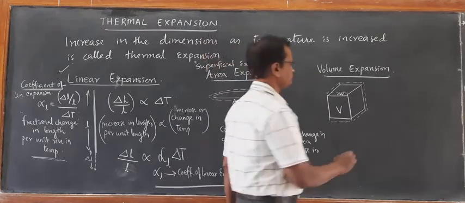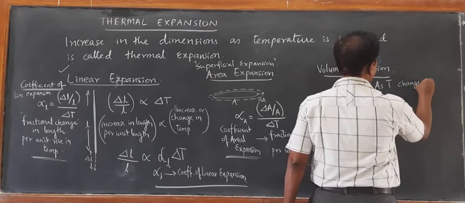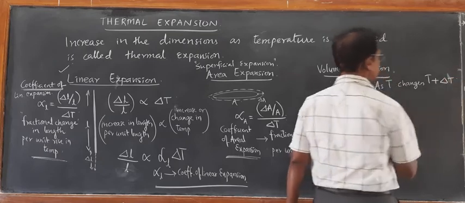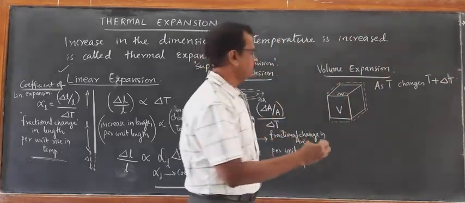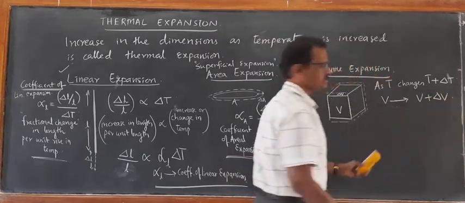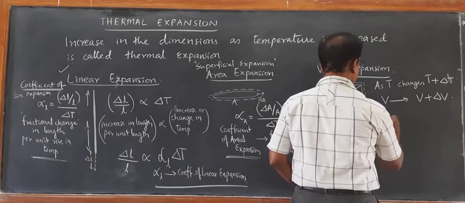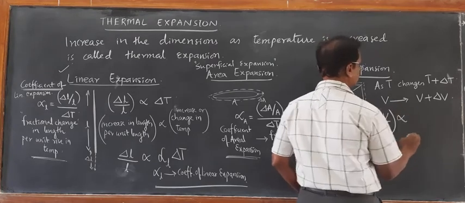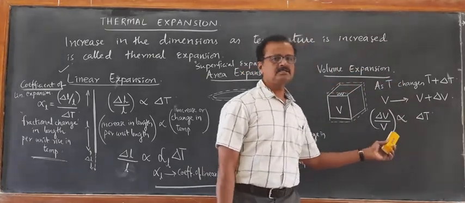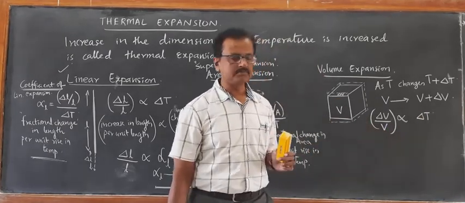V becomes V plus delta V as T changes to T plus delta T. That is, when we increase the temperature from T to T plus delta T, V changes to V plus delta V. It is experimentally observed that change in volume per unit volume is directly proportional to change in temperature. Larger the change in temperature, greater is the fractional change in volume.